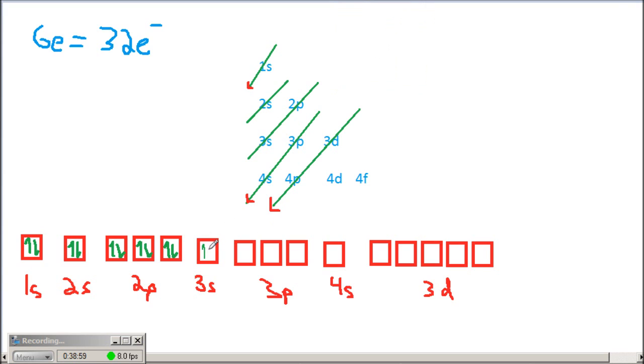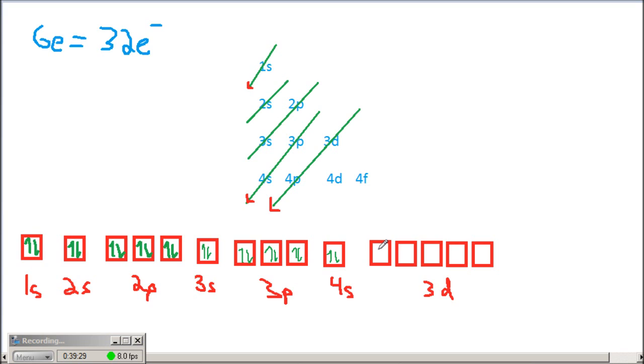So 3s, you fill them up, spin up, spin down, 3p, spin up, spin up, spin up, and then spin down, whoops, that looks ugly. Spin down, spin down, spin up, spin down. All right, let's do a little count to make sure I haven't used up all my electrons. 2, 4, 6, 8, 10, 12, 14, 16, 18, 20. Now I have to fill in the d.